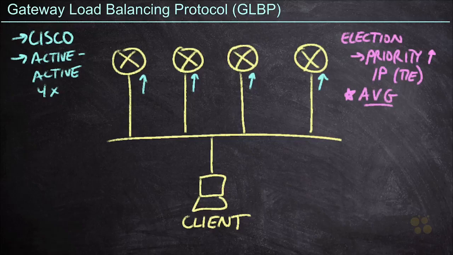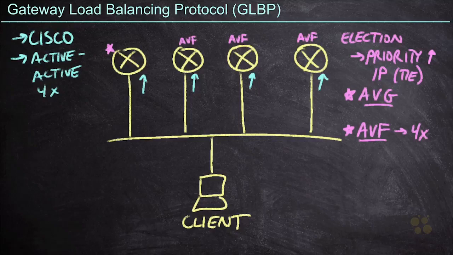In our scenario, let's say that the router on the left becomes the AVG. The AVG is then going to assign a different role called the active virtual forwarder, AVF. And this is what we can have up to 4 of. So in our scenario here, we'll assign AVF roles to the other 3 routers. And yes, the active virtual gateway can also assign itself as an active virtual forwarder. So that can be our 4th AVF.